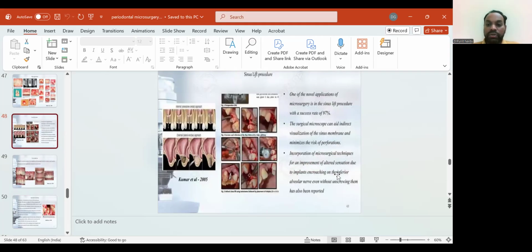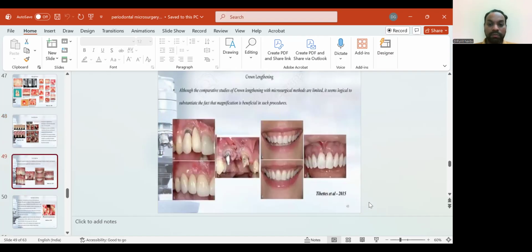Microsurgery in sinus lift procedures is a novel application with a success rate of 97%. The surgical microscope can aid indirect visualization of the sinus membrane and minimizes the risk of perforations. Incorporation of microsurgical techniques for improvement of altered sensation due to implants encroaching on the inferior alveolar nerve, even without unscrewing them, has also been reported.